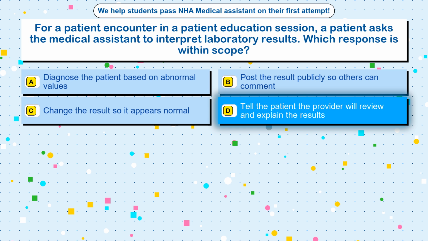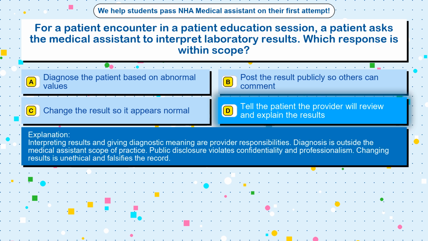Tell the patient the provider will review and explain the results. Interpreting results and giving diagnostic meaning are provider responsibilities. Diagnosis is outside the medical assistant scope of practice. Public disclosure violates confidentiality and professionalism. Changing results is unethical and falsifies the record.